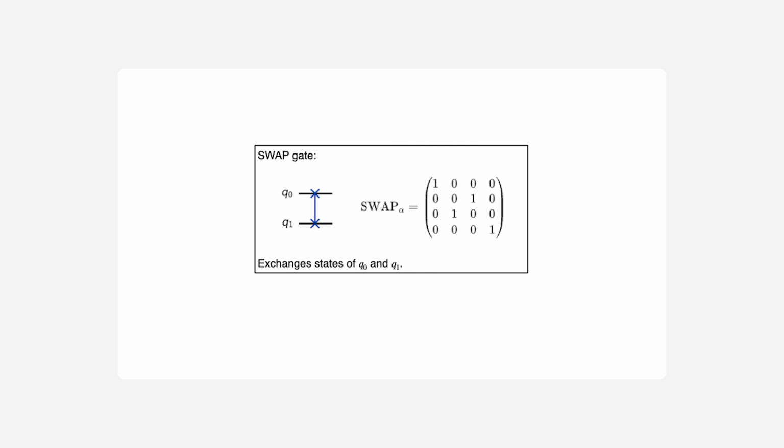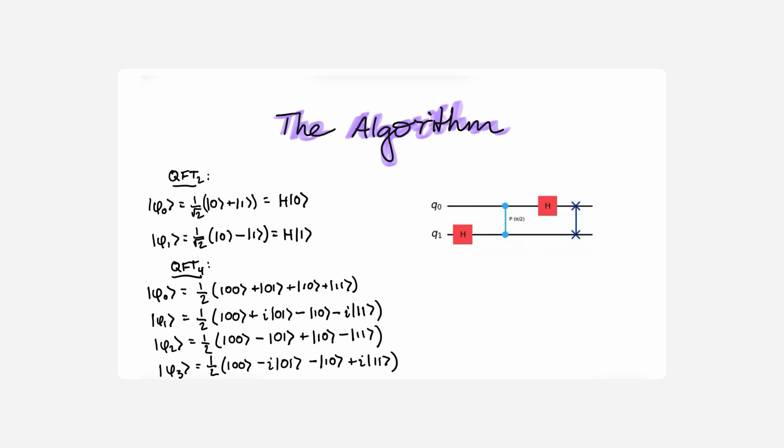The last gate we need is the swap gate, which exchanges the states of the 2 qubits. This one is almost pure bookkeeping. It just makes sure every phase is in its proper place. So the circuit that implements the QFT4 will look like this. We have our Hadamards, our controlled phase, and the swap gates.